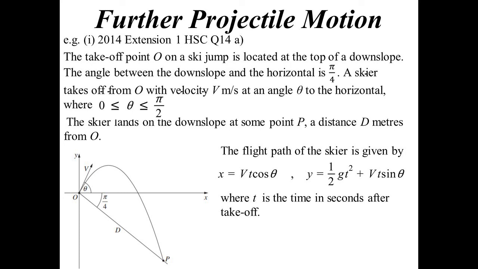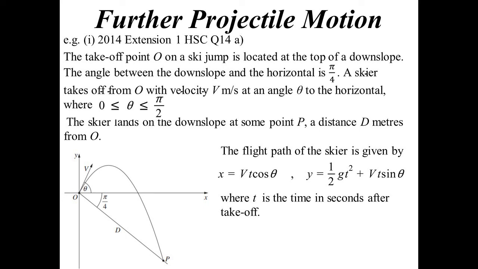So with this further projectile motion, and of course it used to be in the old Extension 1 course, I thought I'd just look at one of the more interesting Extension 1s. It came from 2014, and we've got this ski jumper landing on a slope. So it actually ends up landing below the horizontal in this one.